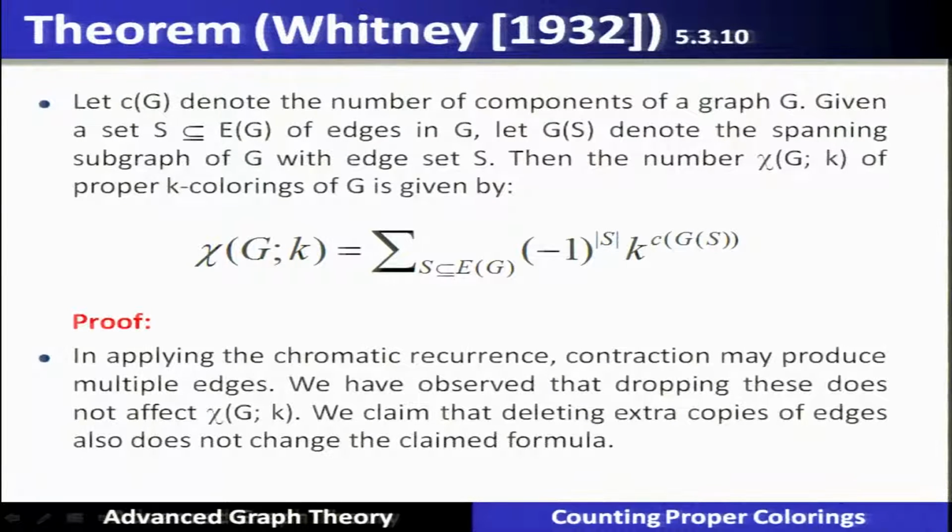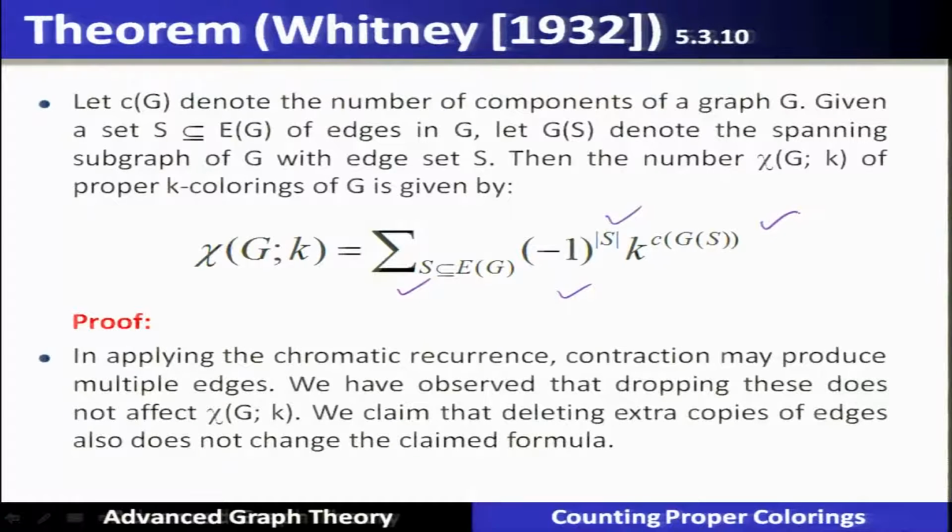There is another theorem given by Whitney in 1932. Let C of G denote the number of components of a graph G. Given a set S, which is a subset of the edges in G, let G of S denote the spanning subgraph of G with the edge set S. Then chi of G with k, the number of proper k-colorings of G, is given by the summation over subsets S of edges of (-1) raised to the power cardinality of S times k raised to the power C, the number of components in the spanning subgraph G of S.